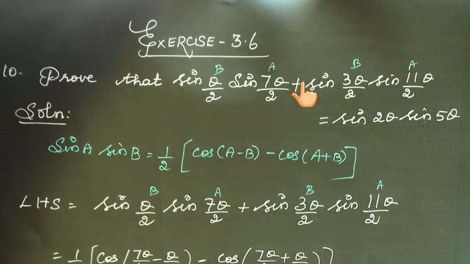You can observe that in the first term, the trigonometric function is in the form of a product, sin into sin, and the second term is also in the form of sin and sin. So you have to choose the identity which is in the form of the product sin A into sin B. This is the identity we have chosen: sin A into sin B is equal to half of cos of A minus B minus cos of A plus B.